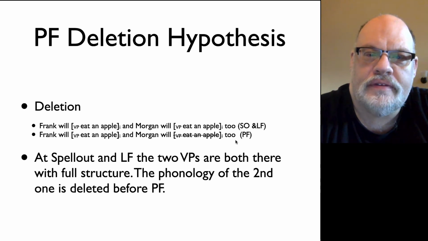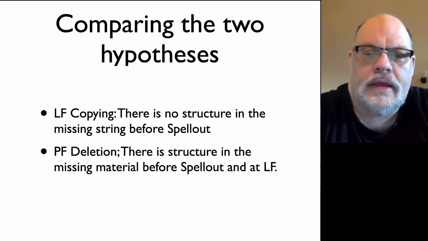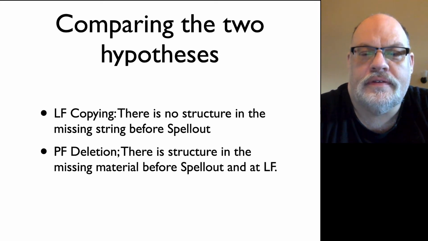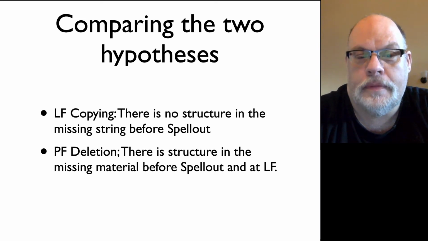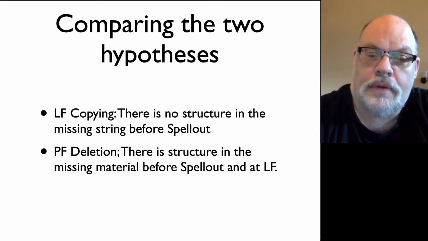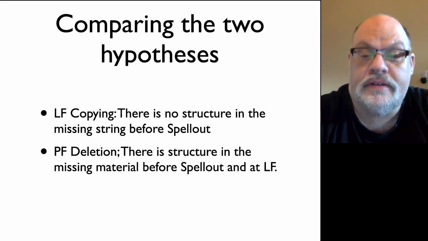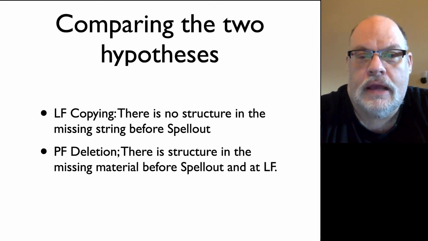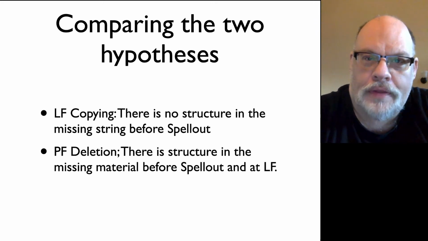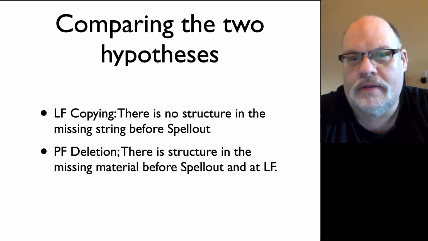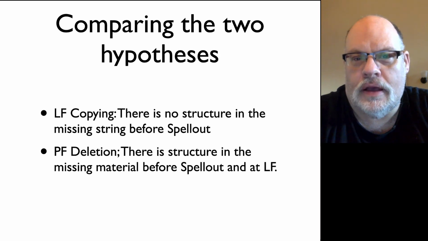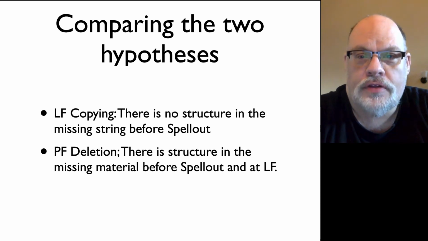So let's contrast the two hypotheses. The LF copying hypothesis says there's no structure in the missing string before spell out, there's just an empty verb phrase. The PF deletion hypothesis, by contrast, says there is structure in the missing material before LF and spell out. It's just you don't pronounce it. So these two hypotheses make different predictions. So it's actually an interesting theoretical exercise to compare them and try and figure out which one is right.